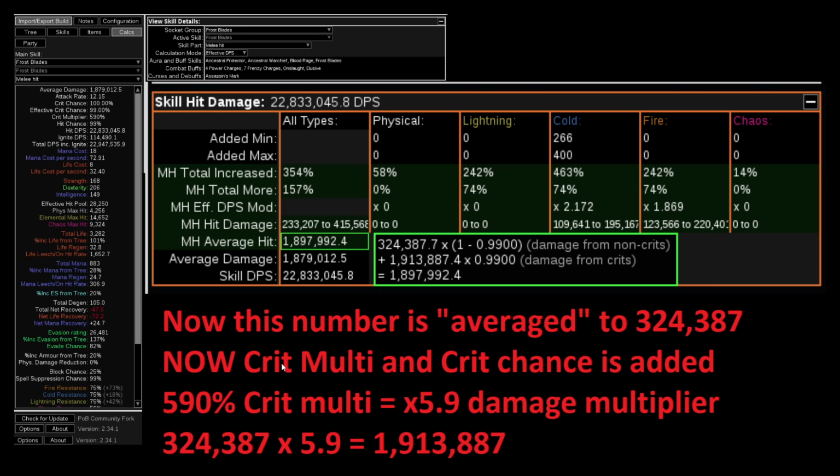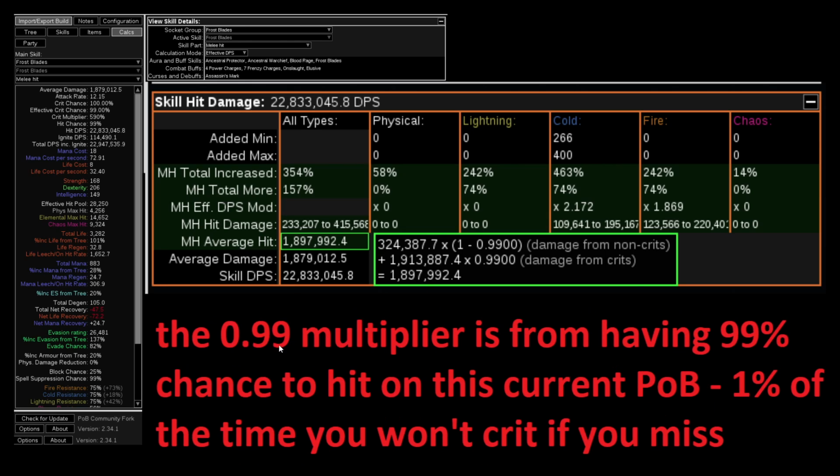Okay. Now this is the step where crit and crit multi get added right here. So if you multiply the 590 crit multi that this build has, which is a 5.9 times multiplier, by the average damage here, 324, you get 1.9 million. So that's where this 1.9 million number is coming from. And the 0.99 chance to crit here is coming from this 99% hit chance that this PoB has right here. So if you're not hit capped, then it's going to count as not critting, because when you're not hitting, then you're also not critting.